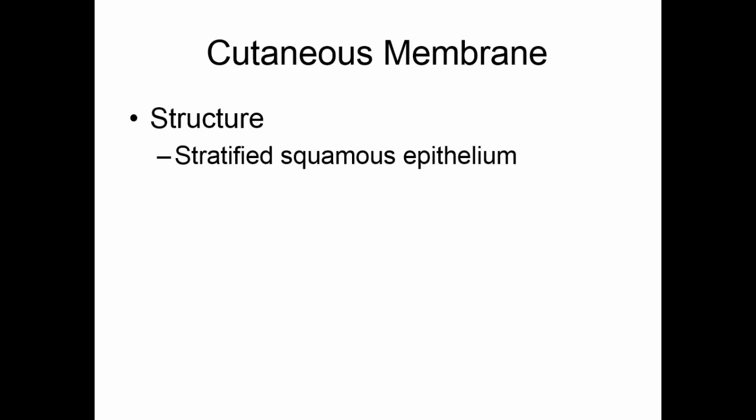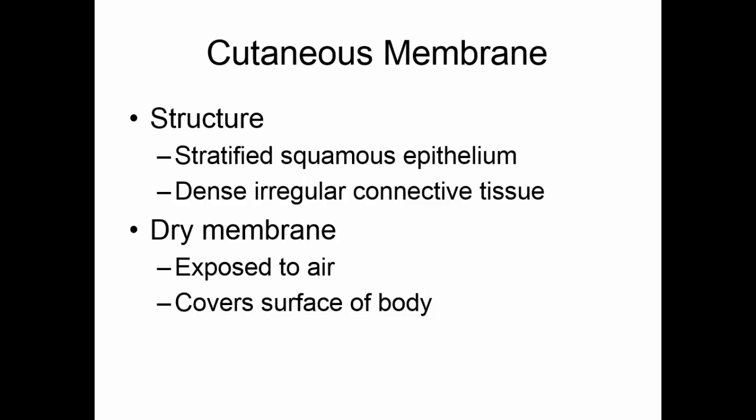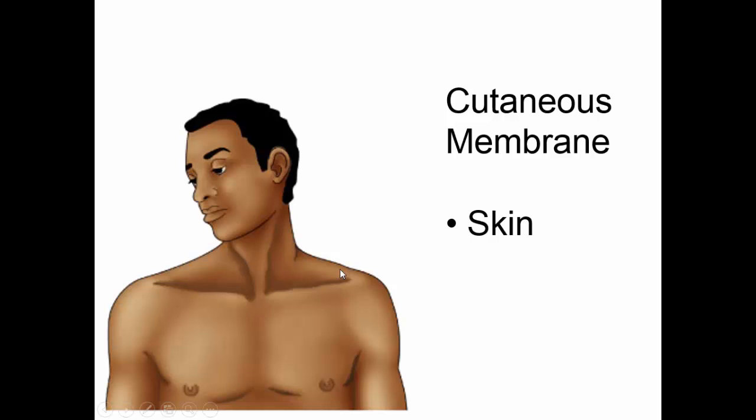This is your skin. It's composed of stratified squamous epithelium and dense irregular connective tissue. We call this a dry membrane. It's exposed to the air and it covers the surface of the body. It's a protective kind of membrane. The skin is very tough and it protects you from things coming in from the outside. It's waterproof, so water doesn't get in or out of the body easily. And because it's so tough, it's hard for anything to penetrate it.